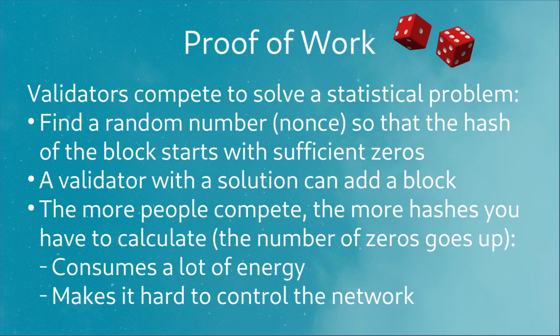This has as a consequence that to control the network, you need to buy a lot of compute power. To control the network in proof of work, to control the decision power, you need to have more than a majority of the compute power, and if there is a lot of competition, a lot of compute power is needed to control the network. And it becomes very hard.